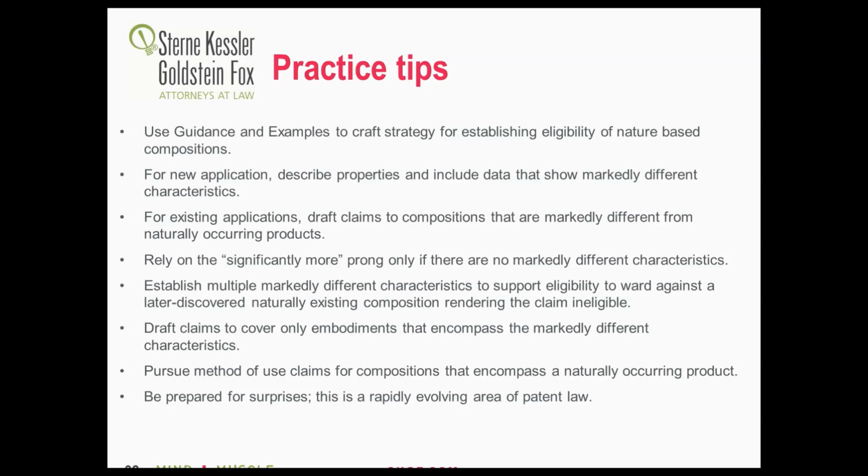I think the guidance and the examples are here. They're very useful, I think, for crafting strategy for establishing eligibility. And the strategy comes into play in what you're claiming and what you're putting into your specification. For new applications, make sure you're describing properties and including data that will demonstrate markedly different characteristics. For existing applications, think about having at least fallback claims where your compositions can be shown to be markedly different from naturally occurring products, either in structure or a physical property or a biological property.